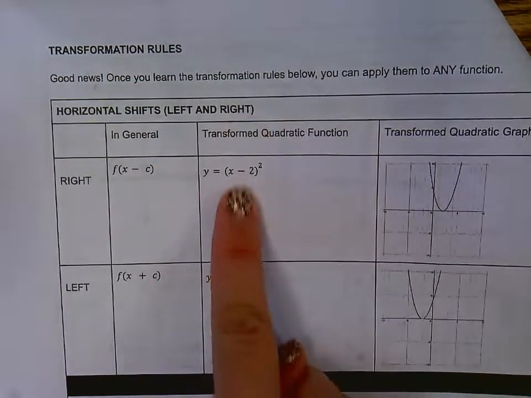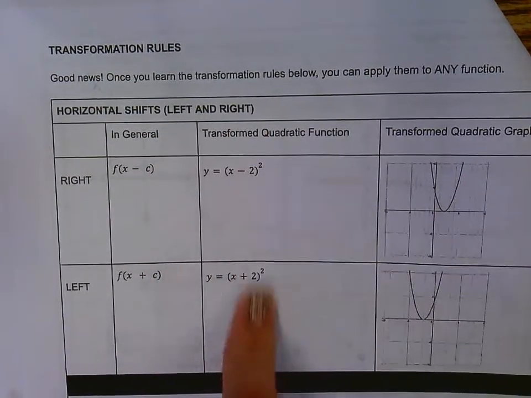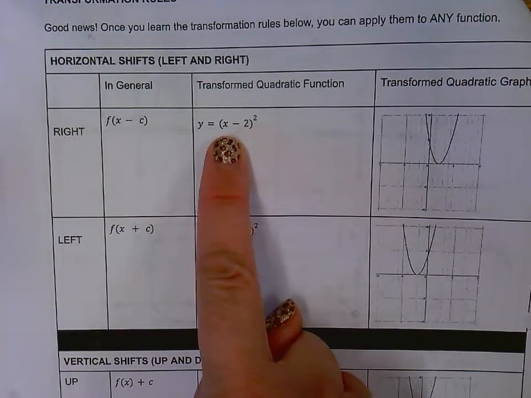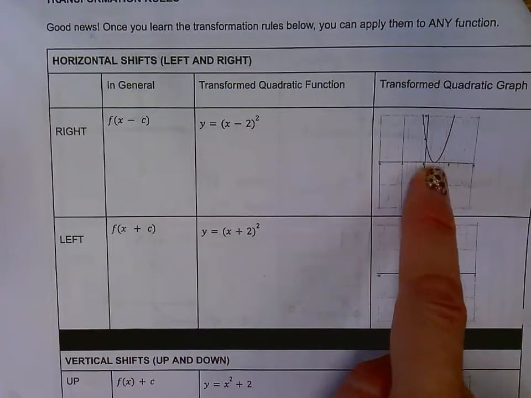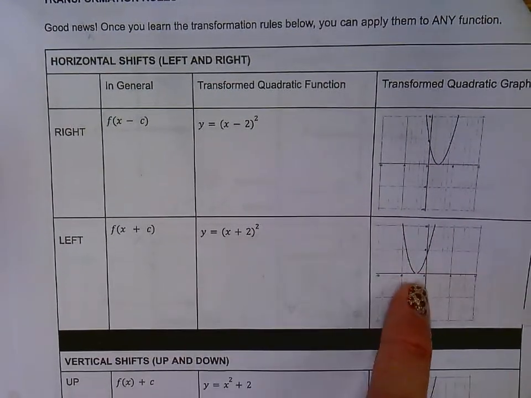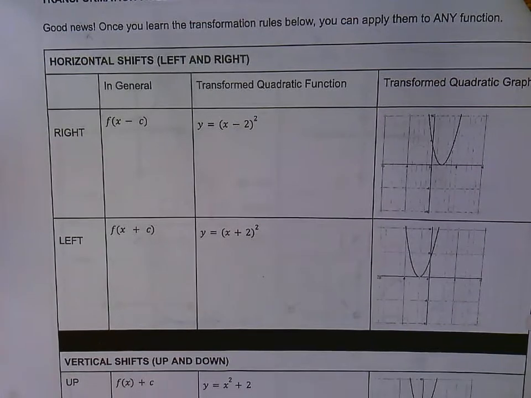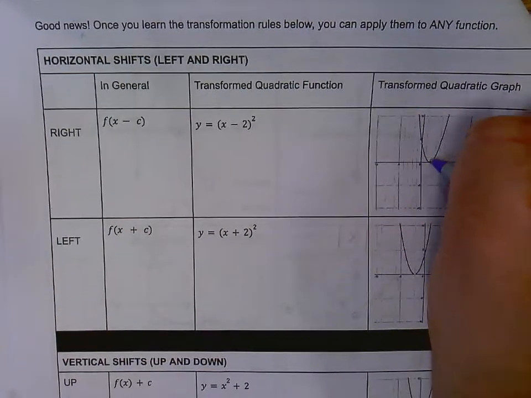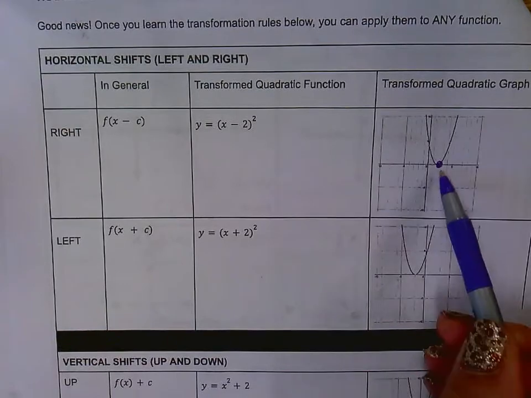We looked at what this did on our exploration, and this weird thing happens. When we subtract 2, we actually move to the right. When we add 2, we actually move to the left. That's the only tricky one that's opposite what your brain wants to do. The reason that it's opposite, what point is that right there? That is the point 2, 0.